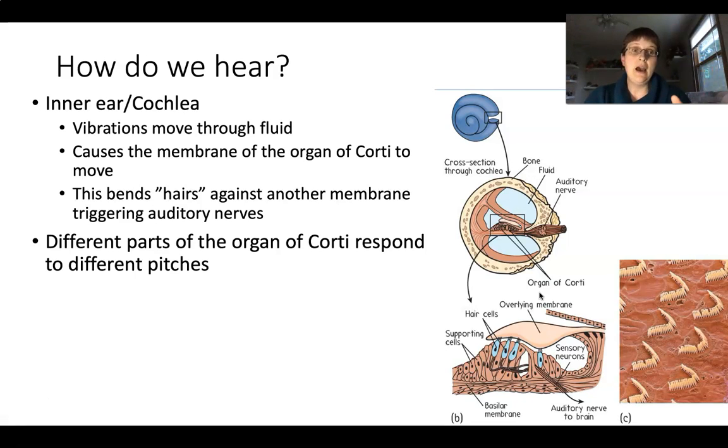So that is how you hear, right? You're going to have that sound transfer all the way through until we get here to the cochlea. That membrane is going to vibrate, and when it hits those hairs, it's going to bend the hairs, which will trigger the auditory nerves and send that signal to the brain.